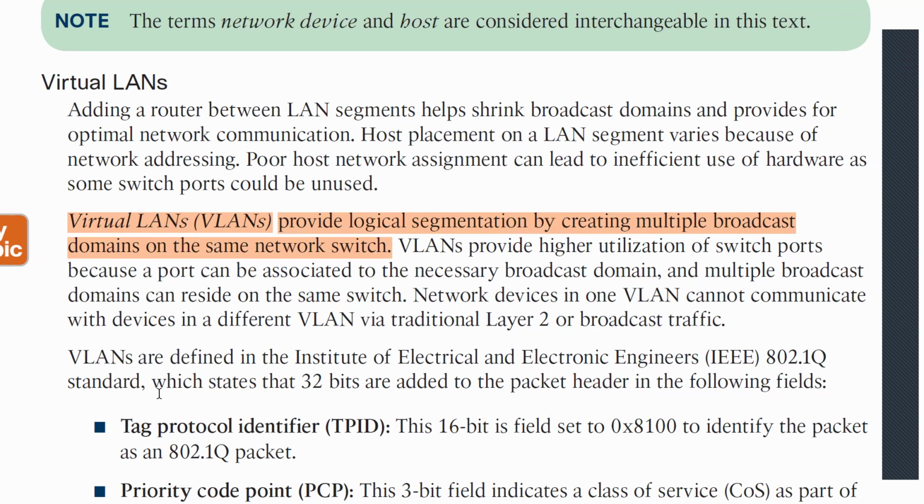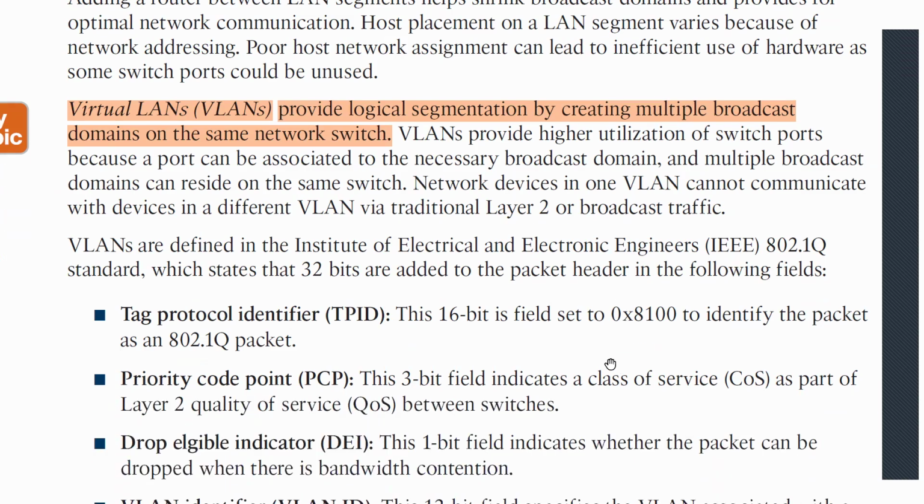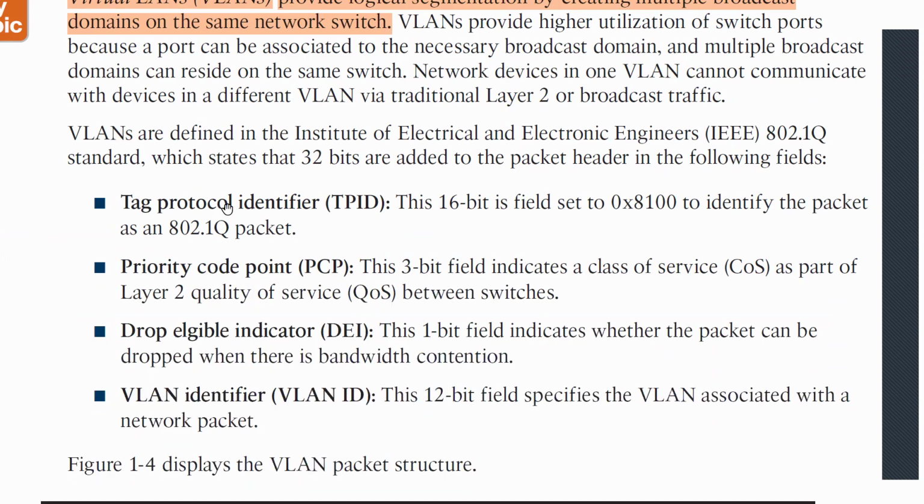The .1q trunking protocol states that 32 bits are added to the packet header in the following fields. So there are some fields added like the tagging protocol identifier, which tells which tagging protocol is used. Is it ISL or .1q? So overall 32 bits are added, out of which a 16-bit field is set to 8100 for the .1q protocol.